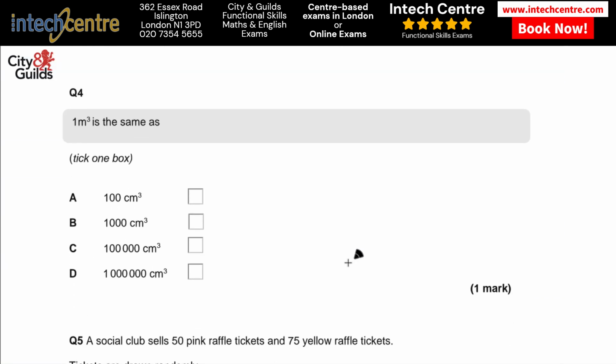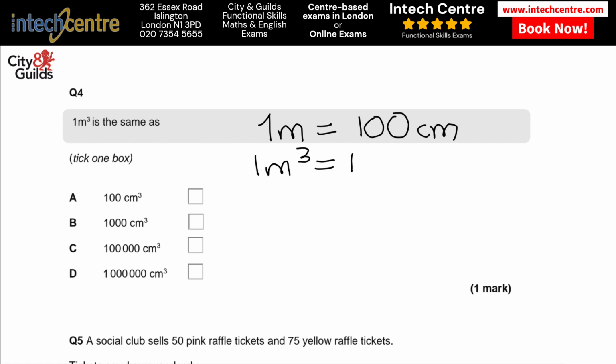Moving on to question 4, we are asked what is 1 meter cubed the same as in terms of centimeters. So what we do is we start by converting 1 meter into centimeters. So 1 meter is equivalent to 100 centimeters. So 1 meter cubed is equal to 1 meter times by 1 meter times by 1 meter.